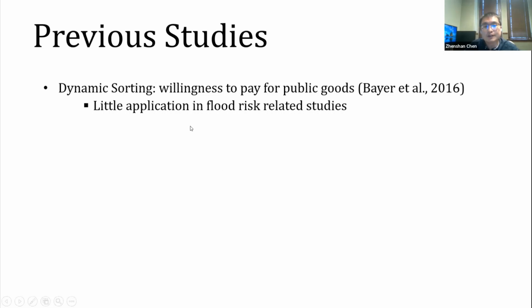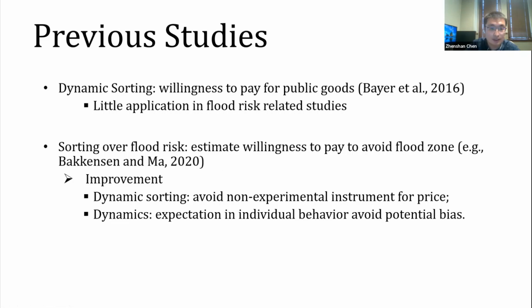However, afterwards, there's little application of that dynamic sorting framework in flood risk related studies. So to the best of my knowledge, this would be the first one to apply it to flood risk related issues. While we also have a plain sorting framework applied to flood risk settings. For example, Bakkensen and Ma, 2020, I believe in JEEM, they try to estimate the willingness to pay to avoid flood zones using a plain sorting framework without dynamics. So applying the dynamic sorting framework can provide improvements in two aspects.